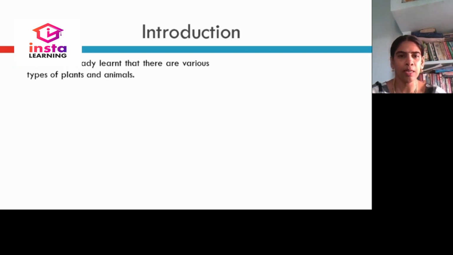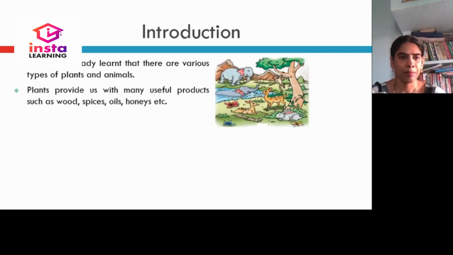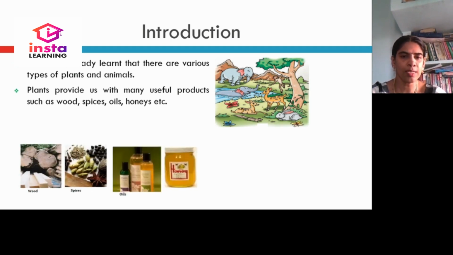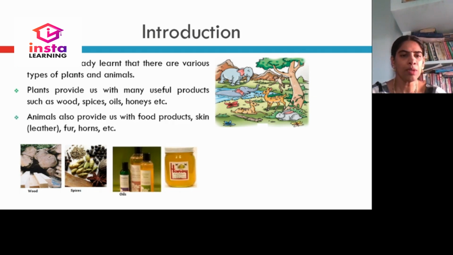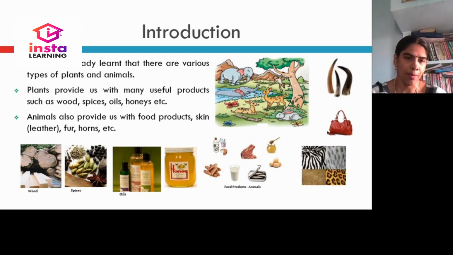We have already learned in our previous chapters that there are various types of plants and animals. Plants provide us with many useful products such as wood, spices, oils, honey, etc. Similarly, animals also provide us with food products, skin in the form of leather, fur, horns, etc.